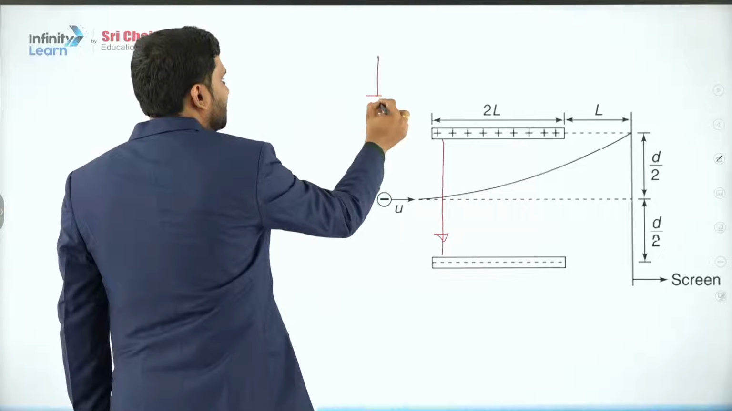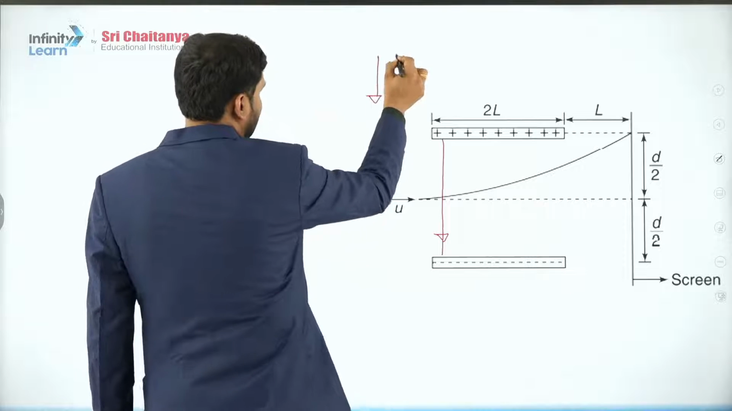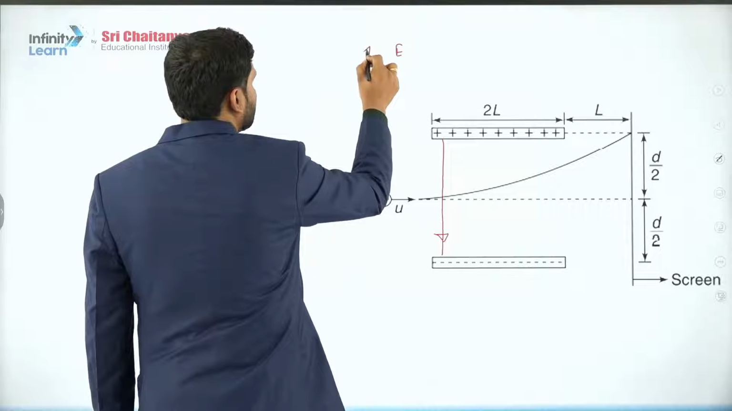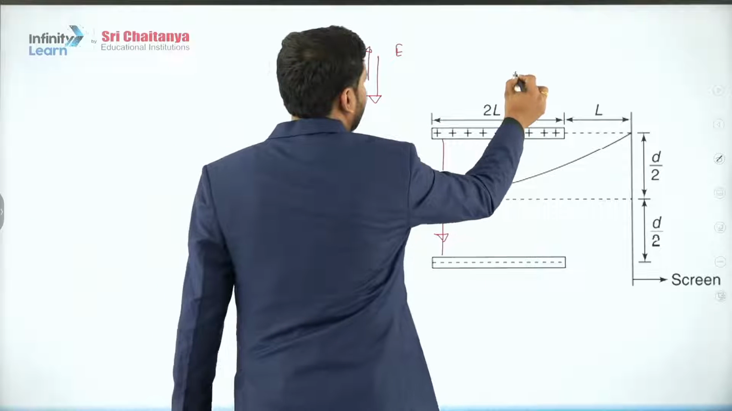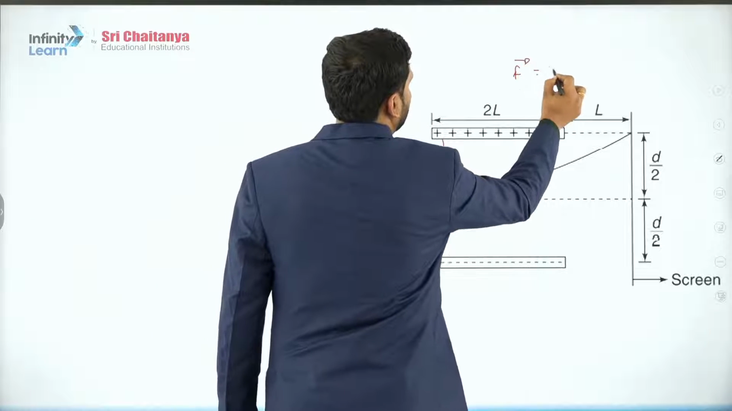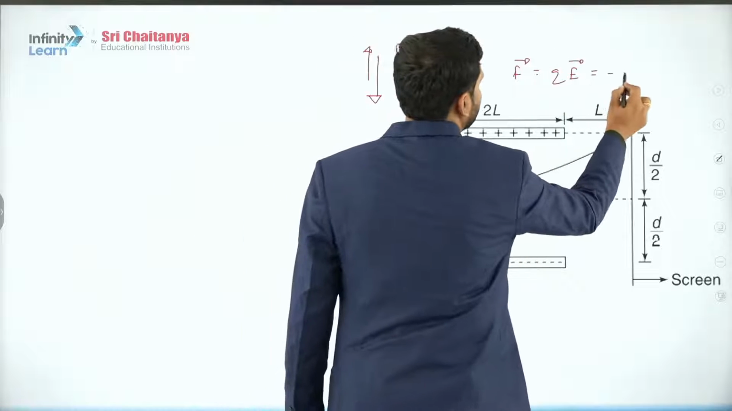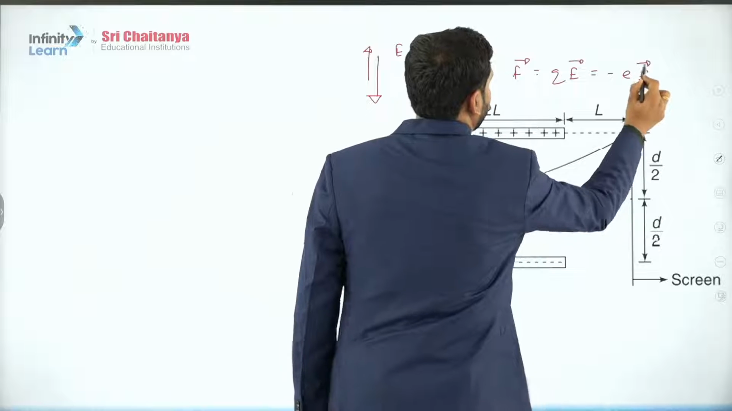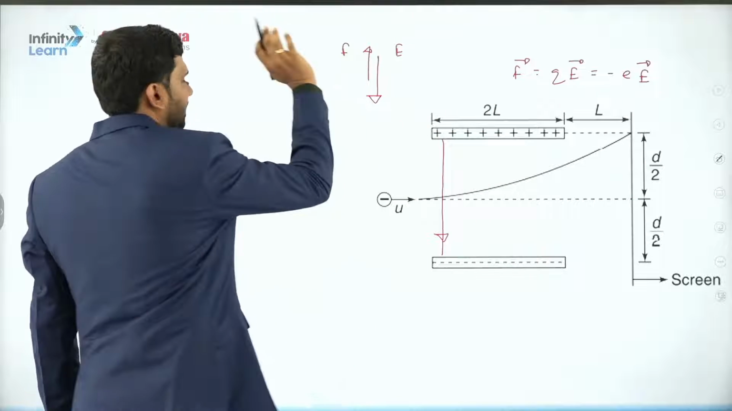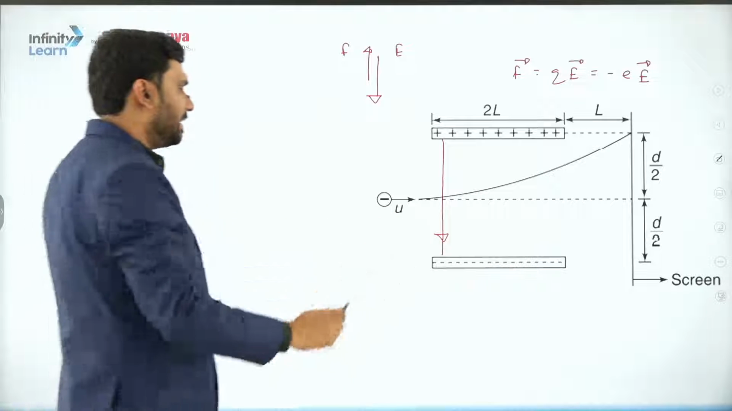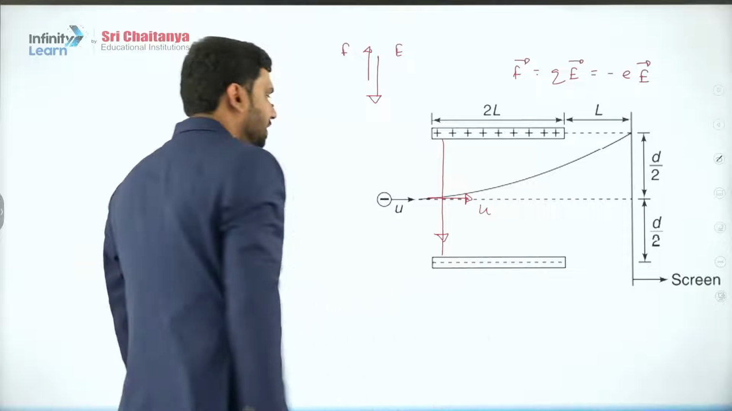See here. Now this is the direction in which the electric field is there. So that means the electron will feel a force in the opposite direction. Why so? Because we know F vector is equal to Q into E vector. Here in this case Q is minus e, so minus e into E vector. Now E vector is vertically downward, so F will be vertically upward. And the initial velocity is in that direction, u.